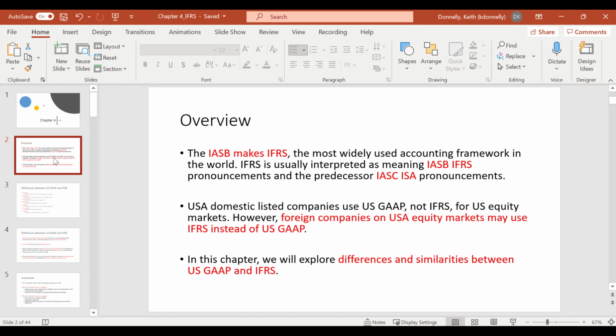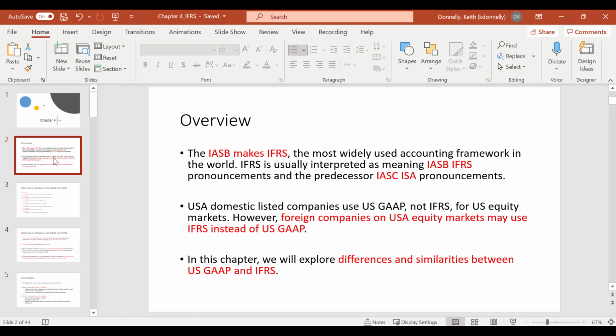Now, U.S. domestic companies traditionally use and are required to use U.S. GAAP for the U.S. equity markets. However, with globalism and other items, the world becoming bigger, foreign companies on U.S. equity markets can use IFRS instead of GAAP. So, for example, you could have a German company that uses IFRS. If they meet certain requirements, they would be allowed to be listed on the U.S. equity markets.